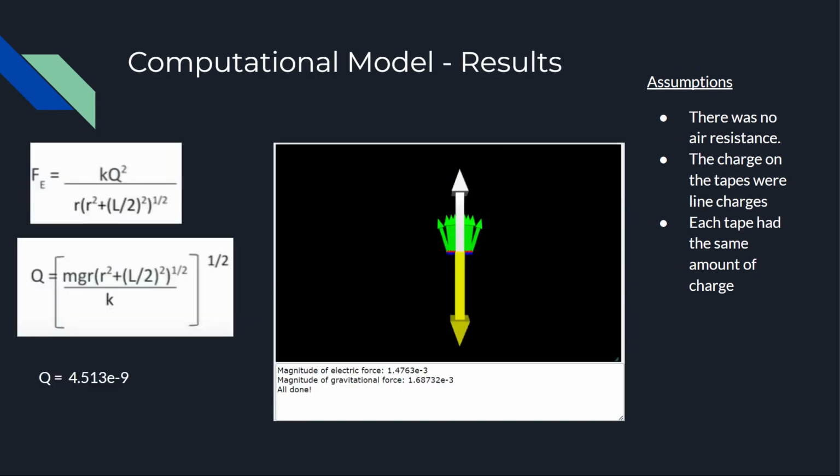Now, this is because we used Q from our first lab, when we were only considering it as a point charge. If we consider it as a line charge, we can calculate it using some of the formulas we derived in lecture. Right here, the force of electric, right here. And then we can find Q using this formula. And we know that Q is 4.513 e to the negative ninth. Now, if we use this number instead, we can see how the magnitude of electric force is much closer to the gravitational force. And this is what we are expecting, because this is the difference between the charge on the tapes as a line charge versus a point charge. We can see the line charge is far more accurate.